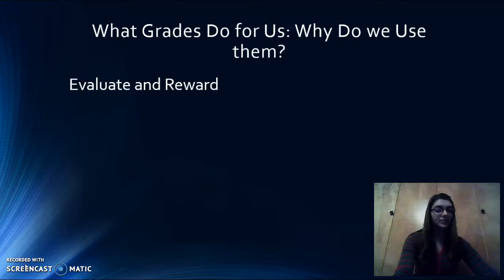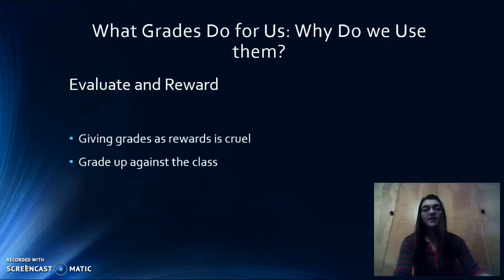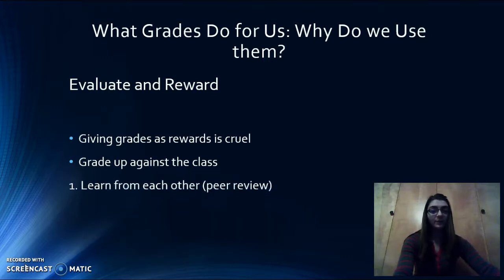The third thing that grades do for us as teachers is they evaluate and reward. Giving grades to reward is actually very cruel. Students are put up against the entire class, and their progress is not monitored individually from where they started to where they ended up. Students need to know that there are standards, but they need to set their own standards for themselves. Obviously students aren't going to want to write, but if you can sit down with each of them and talk about what they want to explore, and what standards they want to meet that are within reason of the class, that can be very helpful.